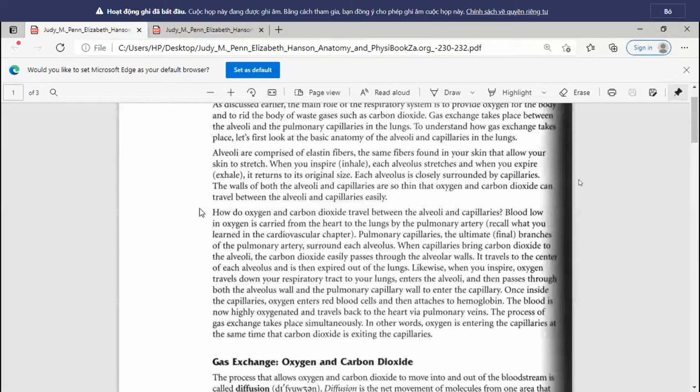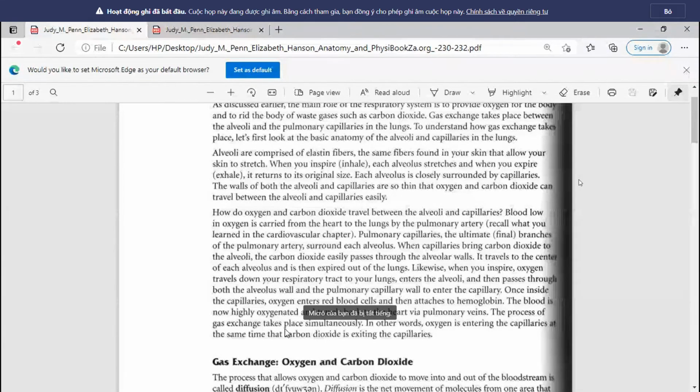Can you show the class? Which paragraph, which slide, okay? Show them. Once inside the capillary, oxygen enters red blood cells and then attaches to hemoglobin. Yes, the answer can be found in paragraph number 3, line number 4 from the bottom, right? Once inside the capillaries, oxygen enters red blood cells and then attaches to hemoglobin. Thank you. Good. So the right answer is hemoglobin, right? Hemoglobin carries oxygen.